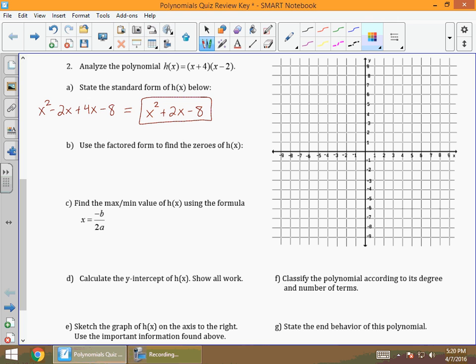Part B says use the factored form. The factored form is what they gave me in the problem. It says use the factored form to find the zeros. So since it's already been factored, I can take each factor and set them equal to 0. So if x plus 4 were to equal 0, then x equals negative 4. So that's one answer. And if x minus 2 were to equal 0, x would equal positive 2. That's my second answer.